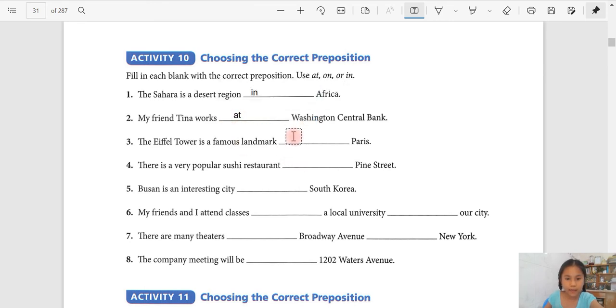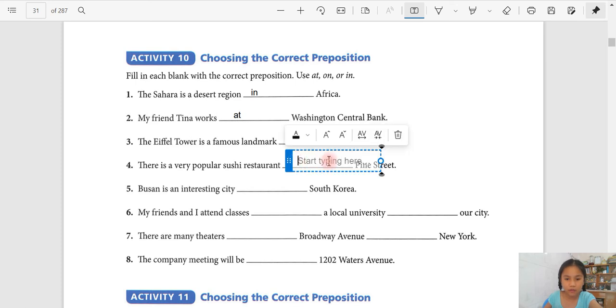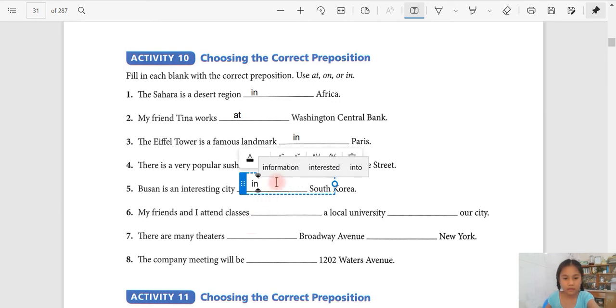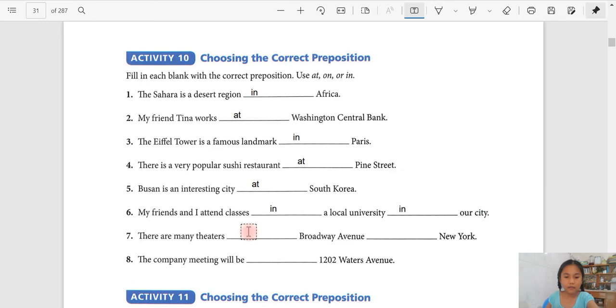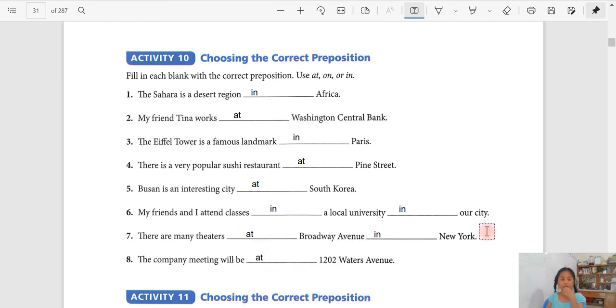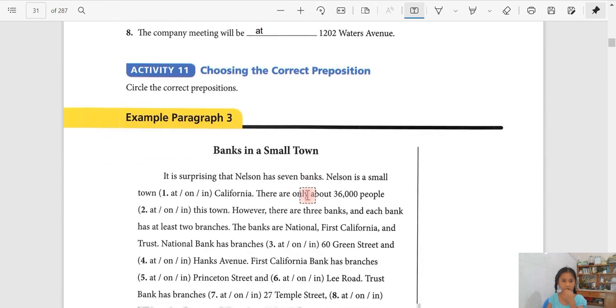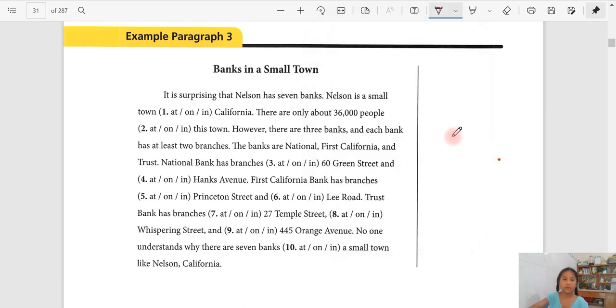At Washington Central Bank, the Apple Tower is a famous landmark in Paris. There is a very popular sushi restaurant on Pine Street. Bouchons is an interesting city in South Korea. My friends attend classes at local universities in the country. There are many theaters on Broadway Avenue in New York. The company will be at, there we go. One more. Okay, let's do one more.